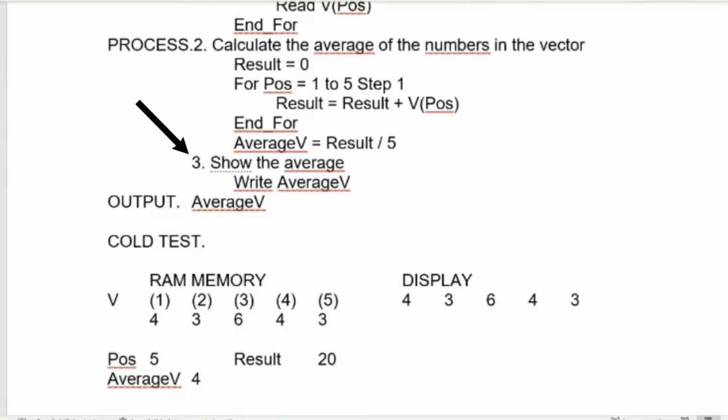Step number 3. Show the average. So the average, suppose right here, write average B. Average B contains number 4. So 4 is the average of the numbers stored in the vector. Did you reach the target? Yes, of course, you reached the target.